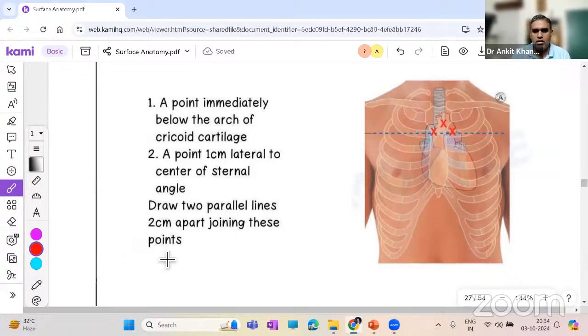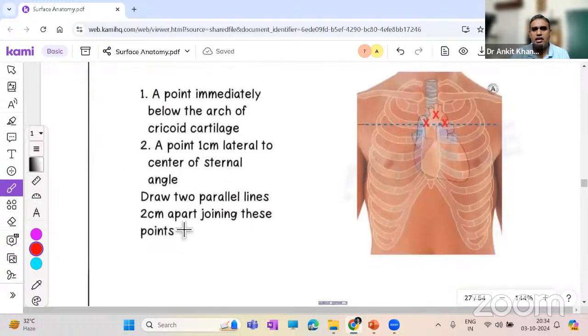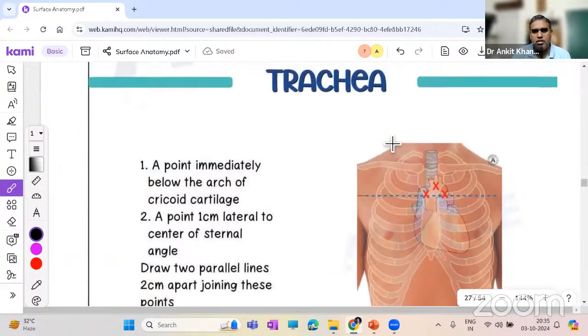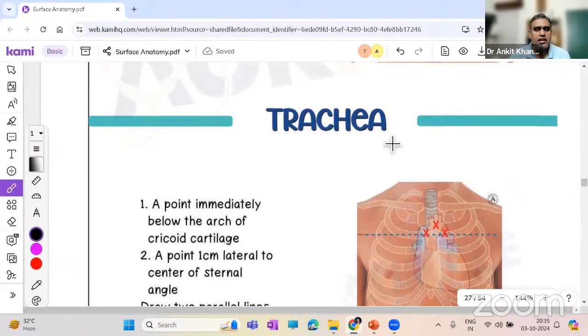Okay, now we are looking at the trachea. Now, trachea, most commonly tracheostomy, right? Just to save a life, we should know where the trachea lies. It is at the midline. Two, three things before looking into the surface anatomy, basic anatomy you should know. Then we can delve into surface anatomy.